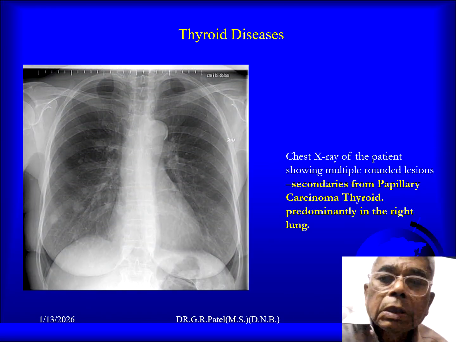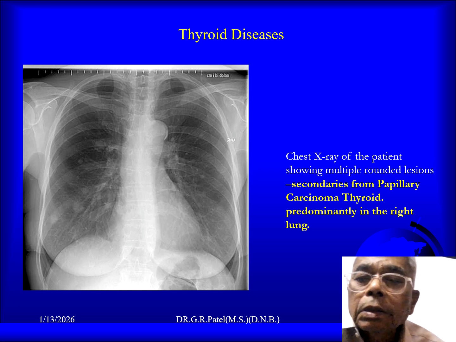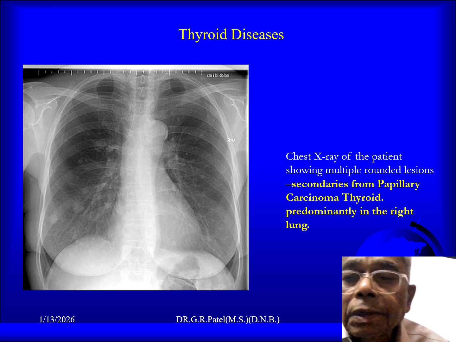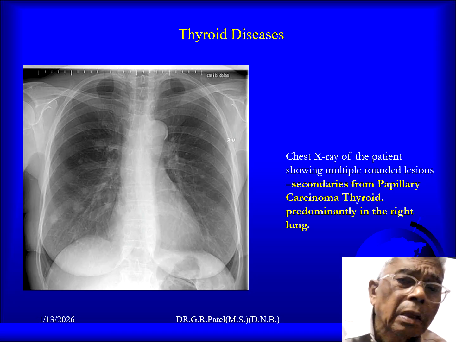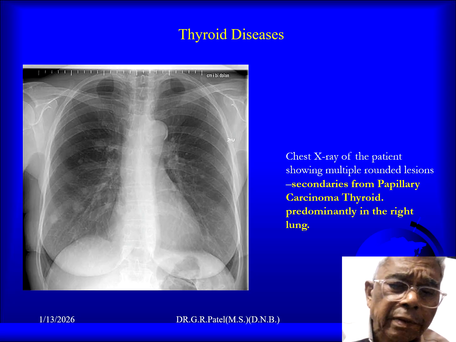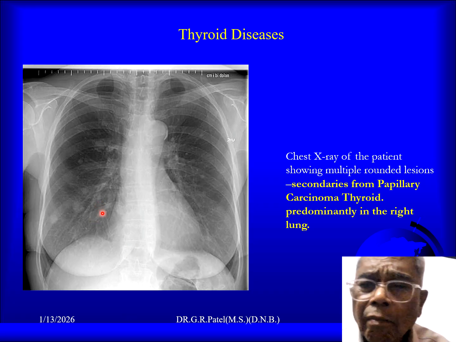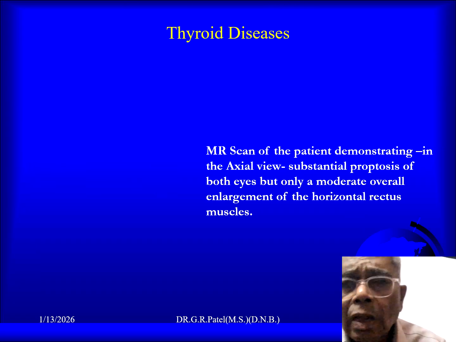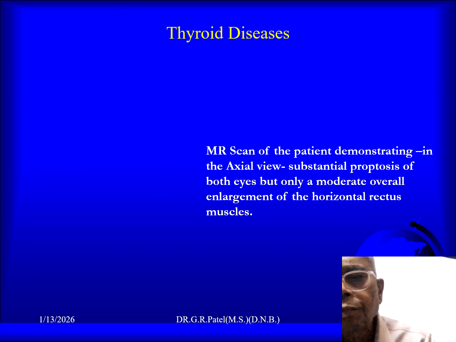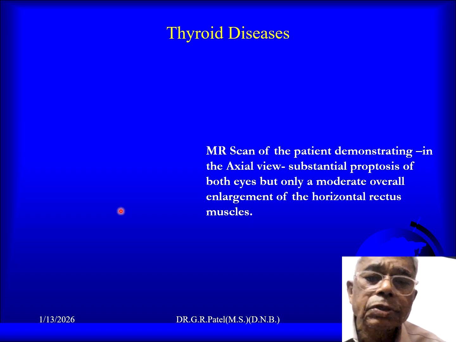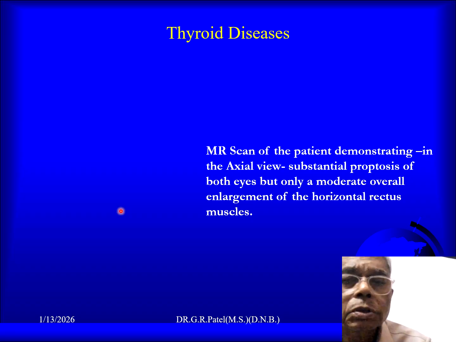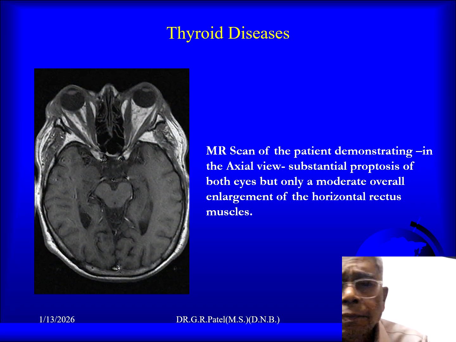Chest X-ray of the patient showing multiple rounded lesions, secondaries from papillary carcinoma. MR scan of patient demonstrating in the axial view substantial involvement of both eyes but only a moderate overall enlargement of the horizontal rectus muscle.